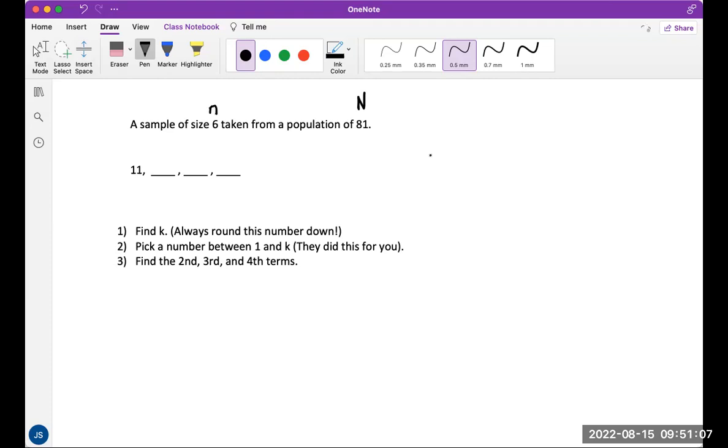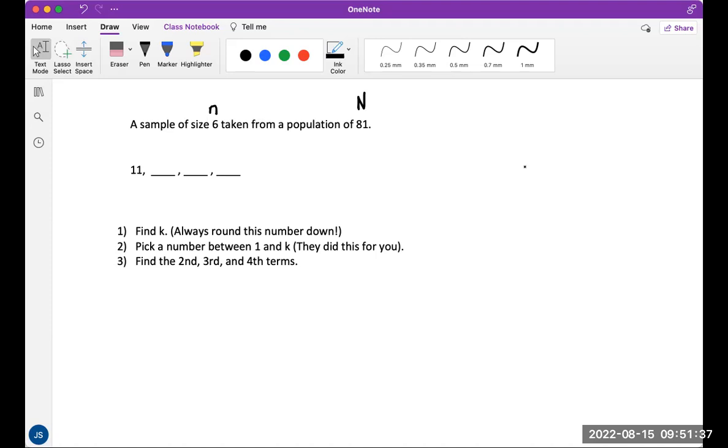Remember, in systematic sampling, we want to sample like every 4th person or every 6th person or every 10th person. K is our number, the spacing between the people we sample. So we're going to say every 4th person, or every 5th person, or every Kth person.